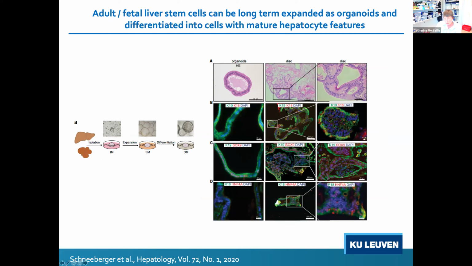And then you can see that you get cells that start expressing a number of markers of hepatocytes. They also demonstrate that these cells start expressing cytochrome P450 gene expression and proteins, and also become functional.